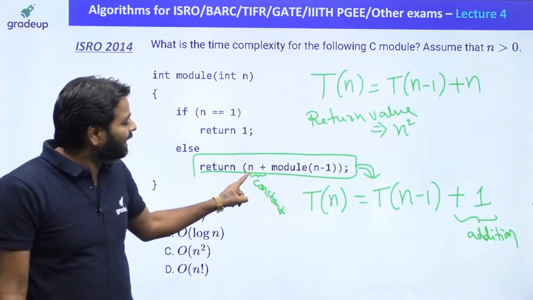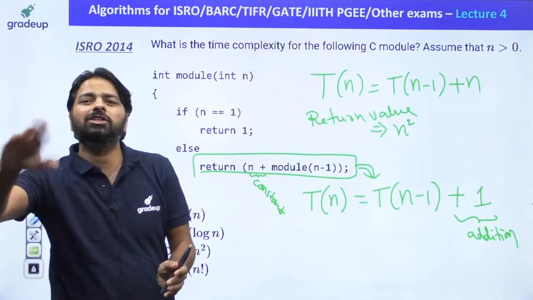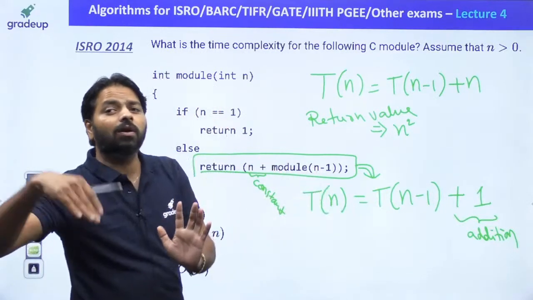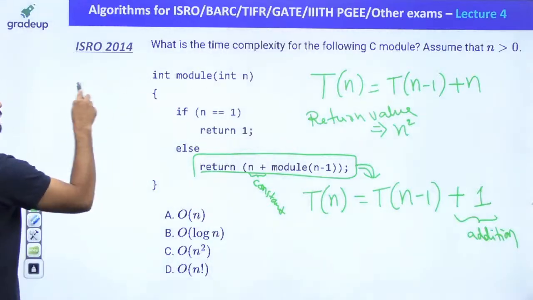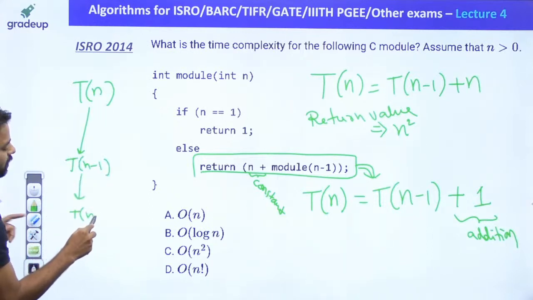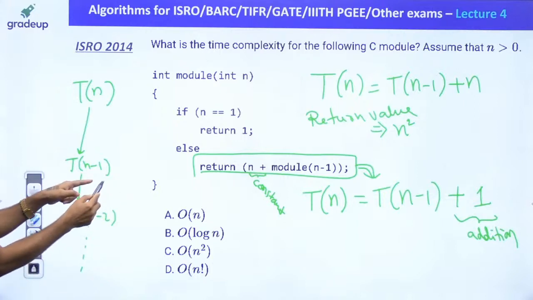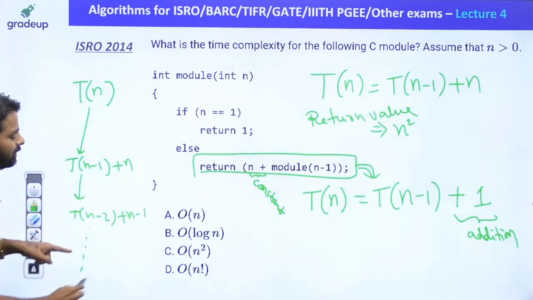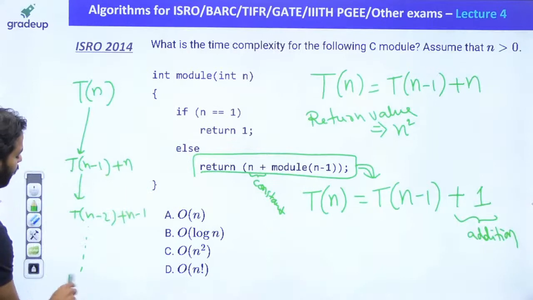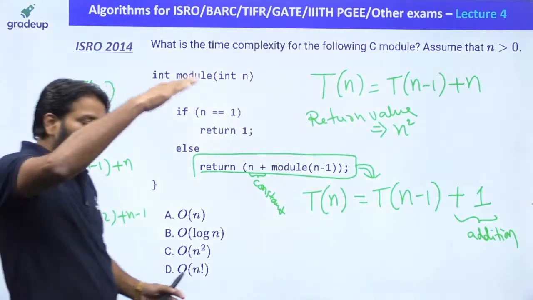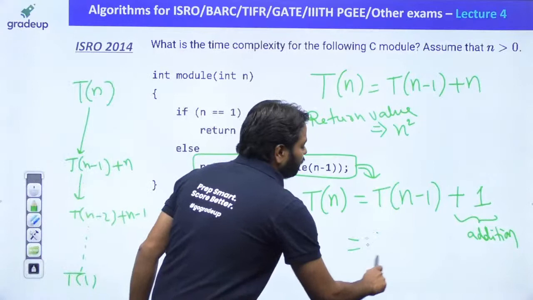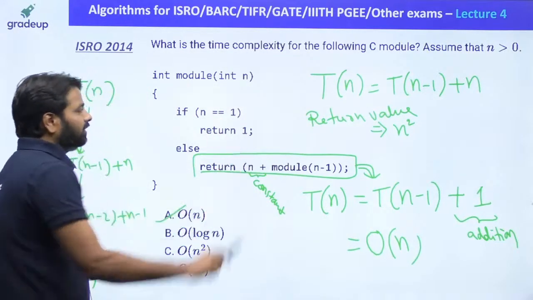This n is not the complexity, guys. The plus means one addition is required. But this is a recursive call, so how much depth are you going to see? T of n minus 1 will call T of n minus 2, like this. T of n will do T of n minus 1, and later adding plus n minus 1 takes just constant time. But what is the depth? Till you get a 1. The depth of the recursion is very important here. This will give you order of n. So the answer is order of n, guys.